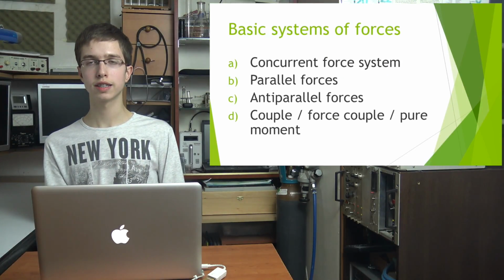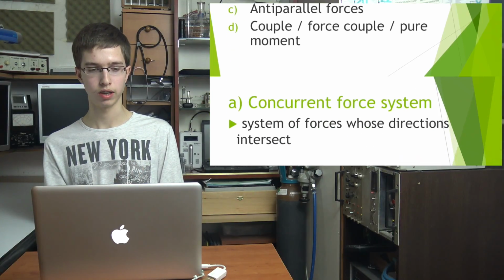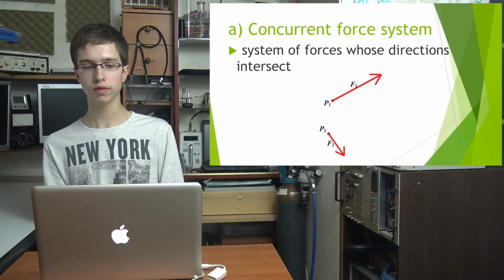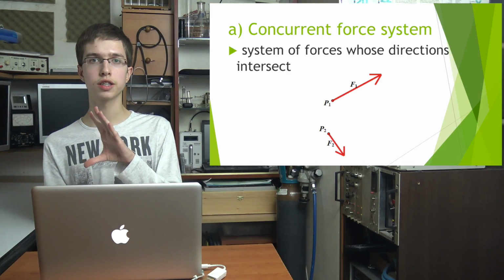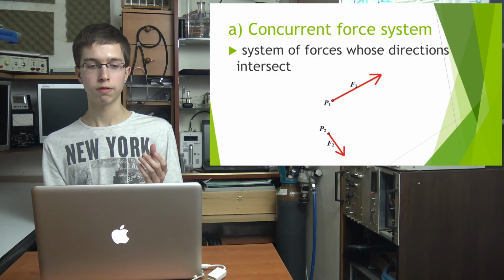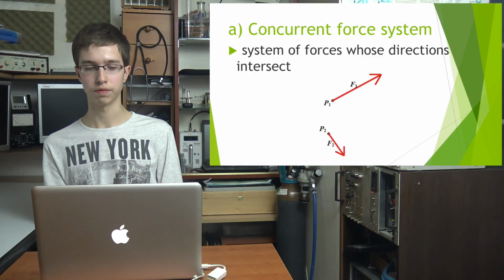There are four basic systems of forces: concurrent, parallel, antiparallel, and coupled force system. First is the concurrent force system, where we have two or more forces, for example forces F1 and F2, whose directions intersect, so they are not parallel. P1 and P2 are points of force application.